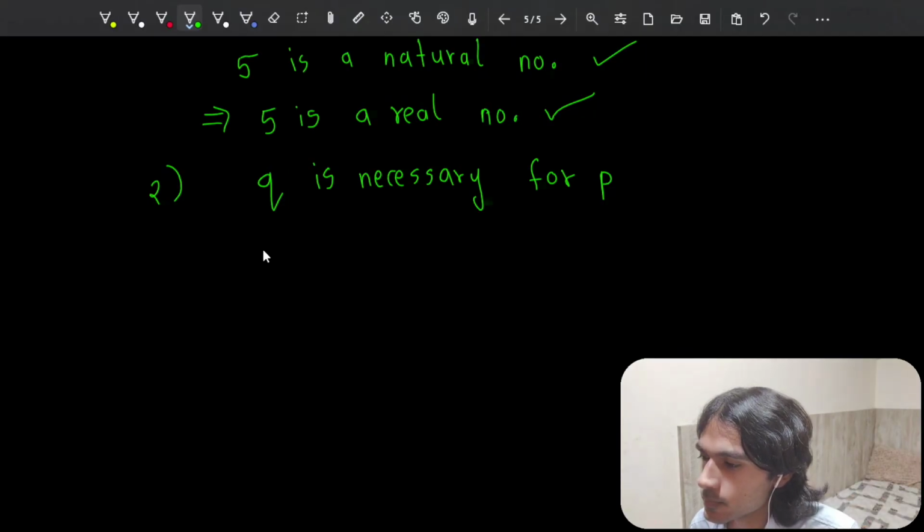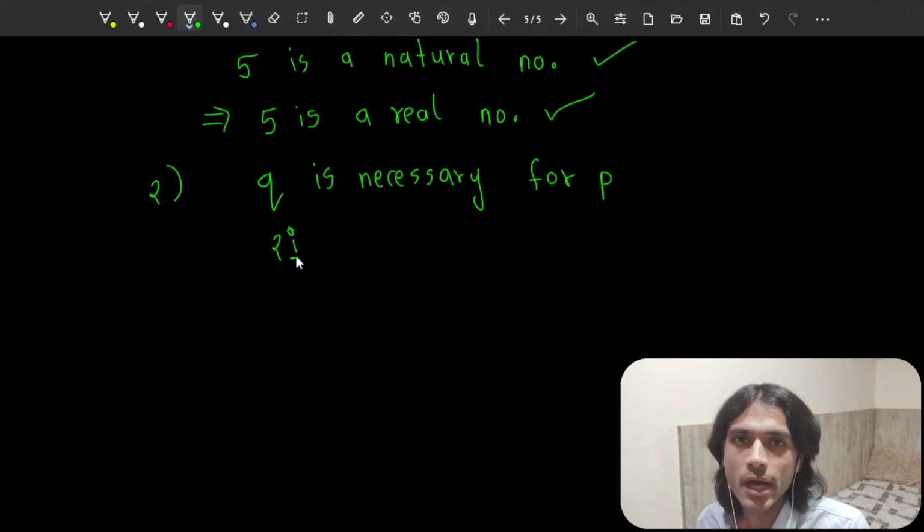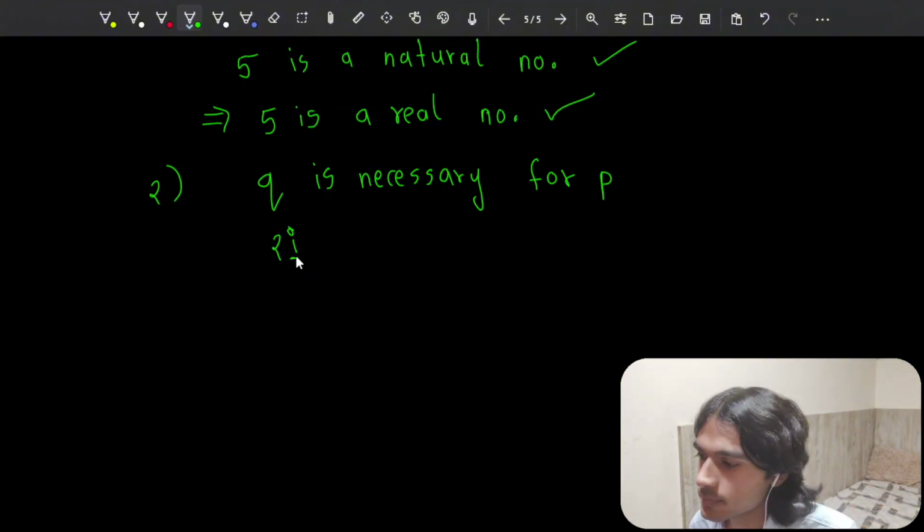Let's say 2i. So 2 iota is a complex number, right? Because iota itself is a complex number. Any scalar multiple, or in simple terms, multiple of iota is a complex number, unless and until it's zero, right? So if I am multiplying with any, let's say, real number other than zero, with iota, that resultant is going to be a complex number.